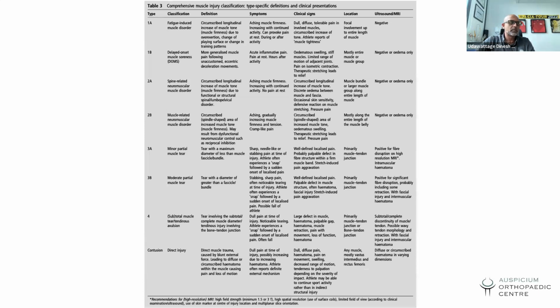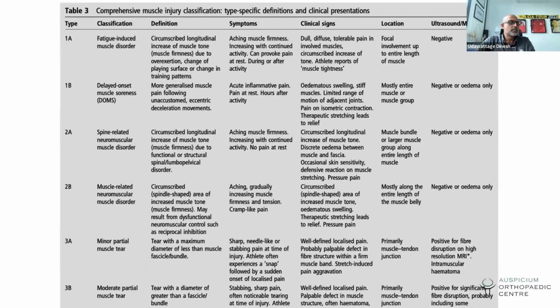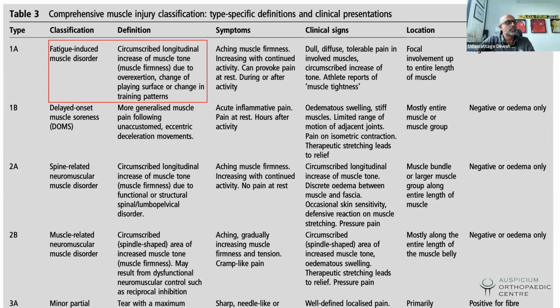So this is the whole table from the Munich consensus. The first half looks at the more functional things. So is this a fatigue-induced muscle issue where there's just increased tone, and what are the clinical findings that you might see? Is this something like you've been to the gym and worked out a bit too hard and you've got delayed onset muscle soreness? So, just generalized muscle pain, especially with eccentric movements.